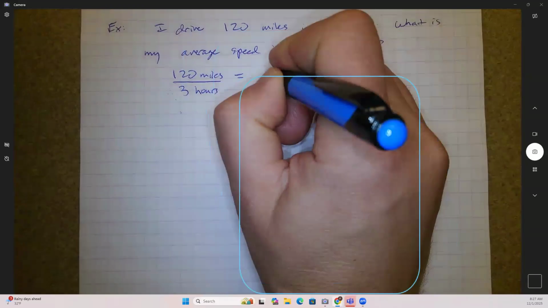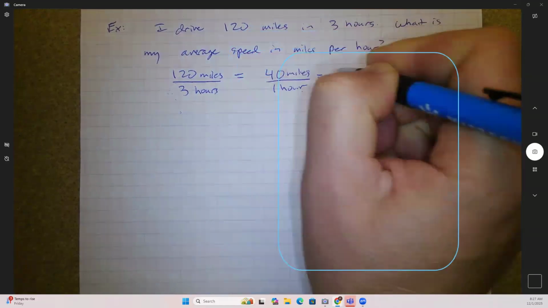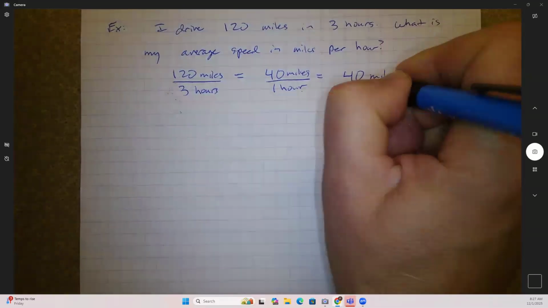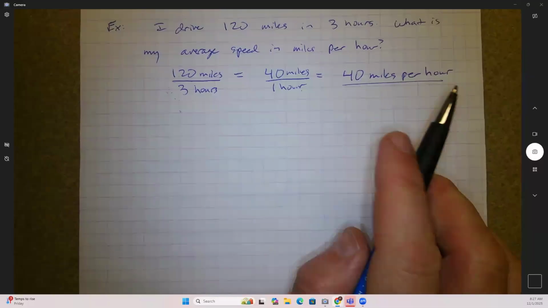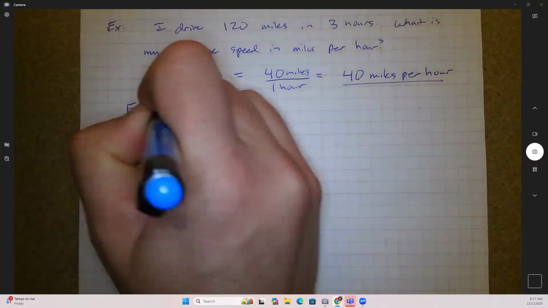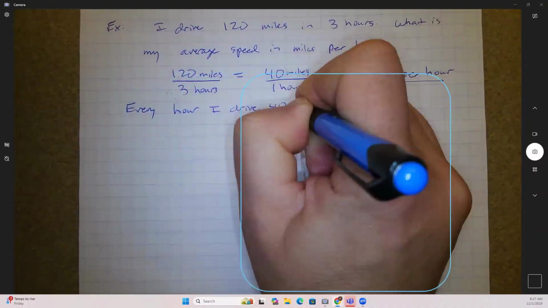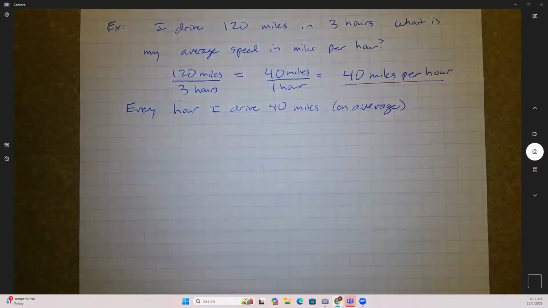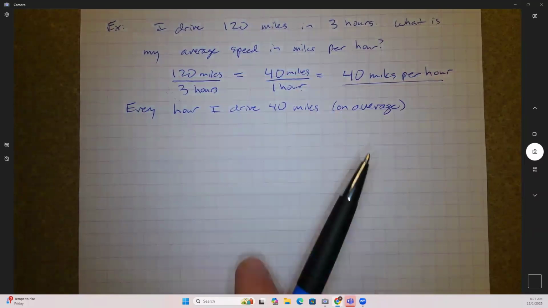Now I can reduce that to 40 miles for 1 hour. And so I would say 40 miles per hour. Right? That's my unit rate. Every hour I drive 40 miles on average. Maybe there was some highway driving, maybe there was some city driving, so I'm going faster and slower, but on average, my unit rate is 40 miles per hour.